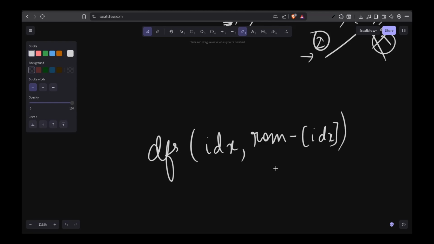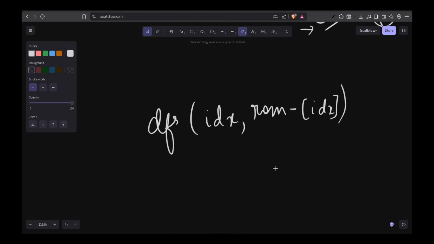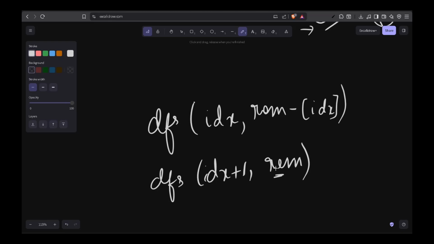This is one of the calls, right? And the other call is DFS of IDX plus 1. That means we are moving on from the current index and the remaining remains the same, right? After this call we'll decide if we want to use the next index or not, right? So it's on the next call, not in this one. So that's why remaining remains the same for this call, right?